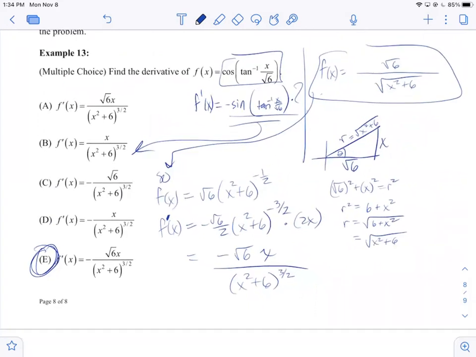F of x is in the top right corner. It's the cosine. Once you get all 3 sides, cosine, remember, is x over r. So the horizontal would be the square root of 6 from your labeling, and the hypotenuse is the square root of x squared plus 6. When you bring it to the top and take the derivative using the chain rule, you get to the answer a lot more quickly.